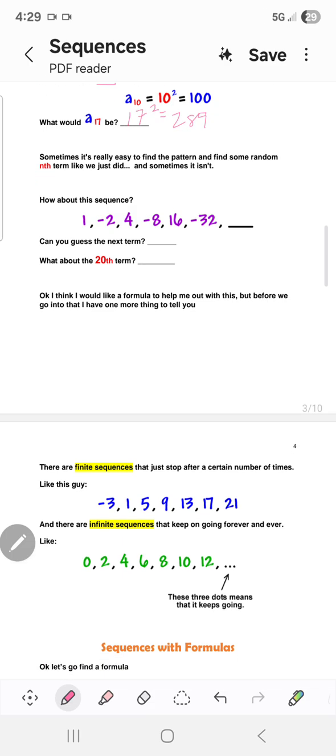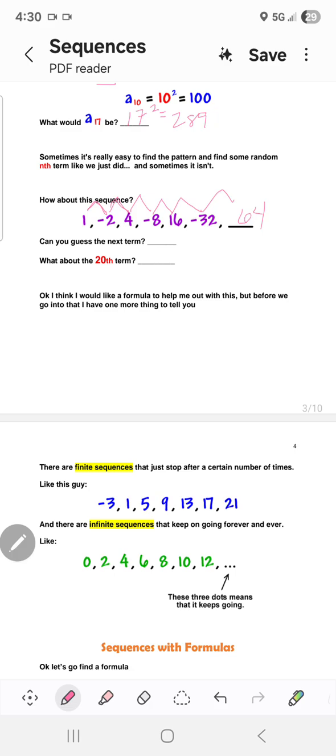So let's take a look at this one. For this one, you've got 1, negative 2, 4, negative 8, 16, negative 32. Okay, first of all, we notice that we are basically oscillating between positives and negatives, right? And if we ignore the negatives and just talk about the numbers, to get from 1 to 2 and 2 to 4, it looks like if I take 1 times 2, I get 2. If I take 2 times 2, I get 4. 4 times 2, 8. 8 times 2, 16. 16 times 2, 32. 32 times 2 would get me 64.